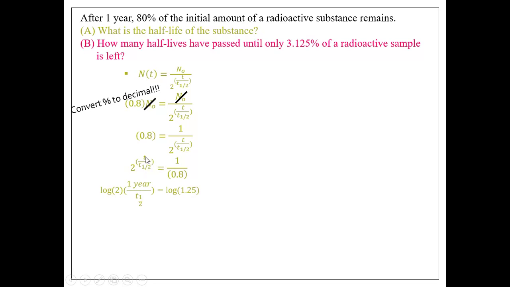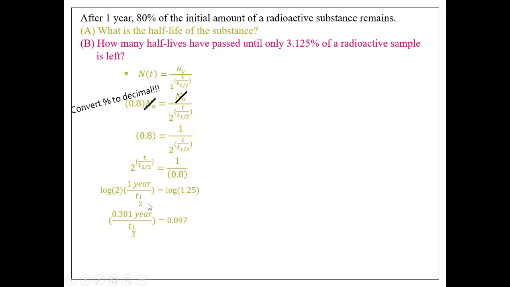Well, what is t? T is 1 year. The problem says so. It says after 1 year. So how much time has elapsed? T is 1 year. Well, how do I get this t1/2 to come down to the main function? I would have to log both sides. So I'm going to do log 2. And then what I do on one side, I have to do on both sides. 1 divided by 0.8 is 1.25. So I'm going to log 2, and that brings the exponent down.